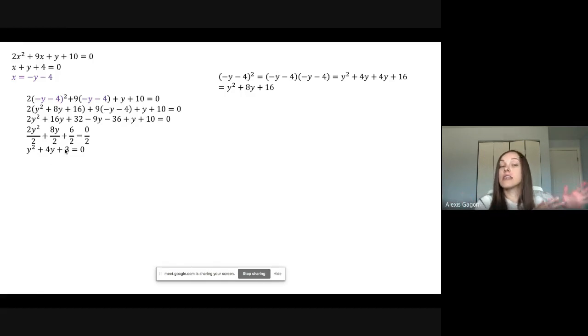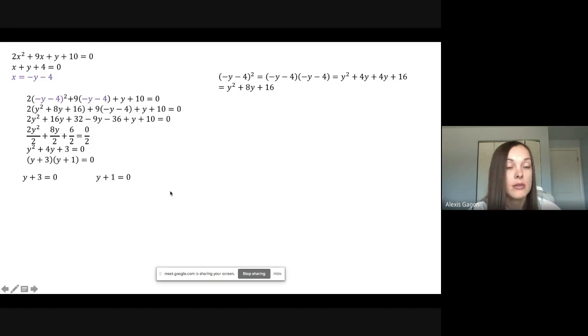Okay, this is where factoring comes in. We've factored before. We've learned how to solve by factoring. So if you factor this, you can make an x, and I didn't do it on this PowerPoint, but it would be multiplying to be 3, adding to be 4, which is going to be 3 and 1. So this is going to be y plus 3 and y plus 1, which then that's going to be y plus 3 equals 0, y plus 1 equals 0. So from this one, we get y equals negative 3. From this one, we get y equals negative 1.